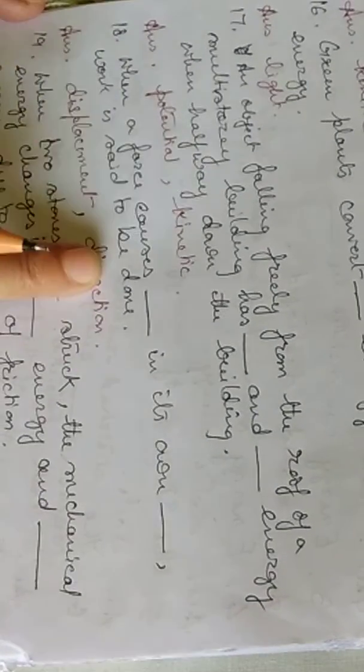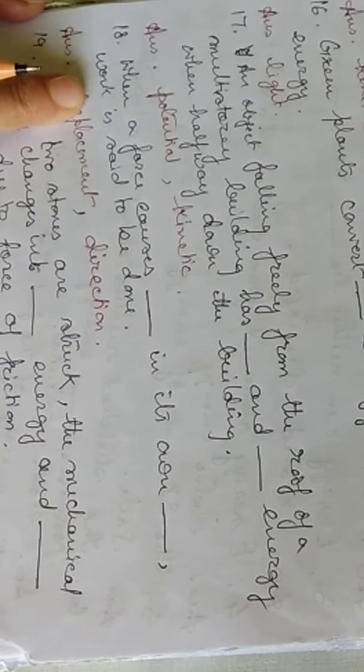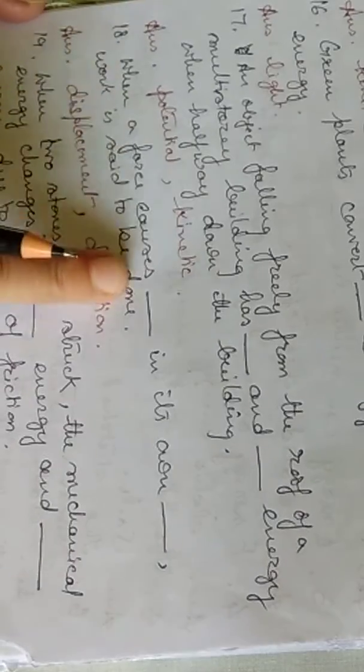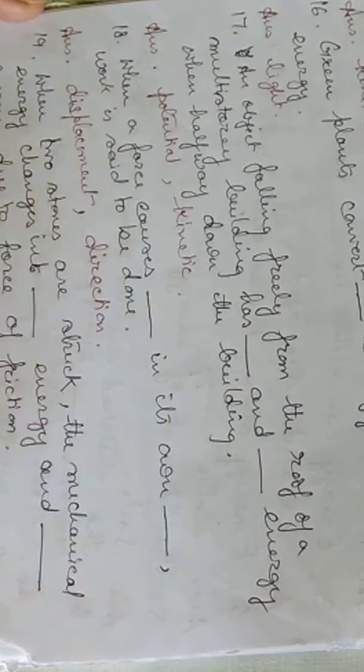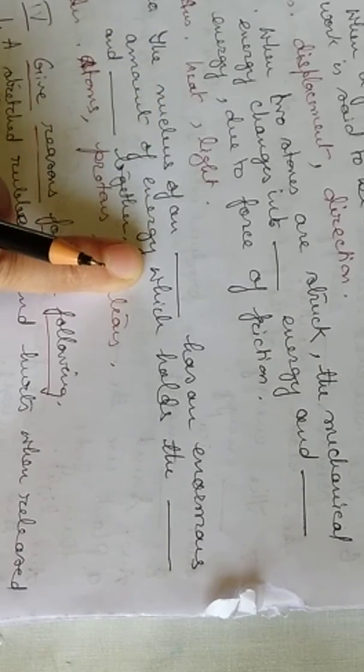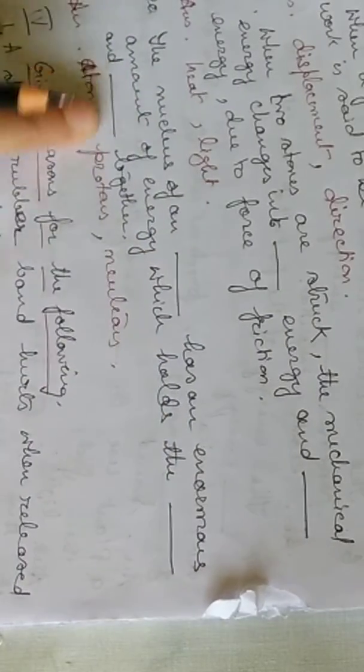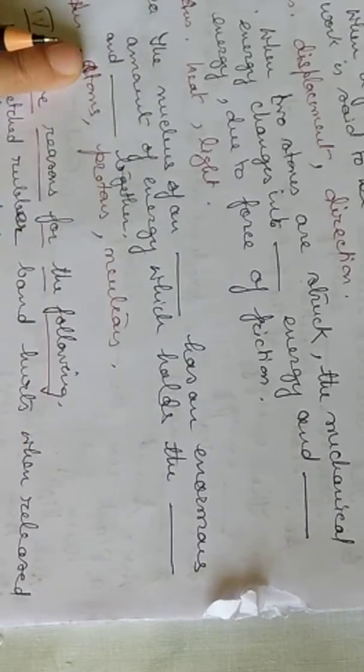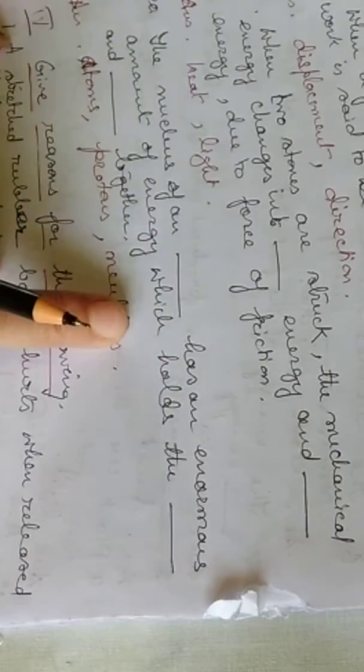When a force causes dash in its own dash, work is said to be done. Force causes displacement in its own direction. When two stones are struck, the mechanical energy changes into heat energy and light energy due to the force of friction. The nucleus of an dash has an enormous amount of energy which holds the dash and dash together. An atom has an enormous amount of energy which holds the protons and neutrons together.